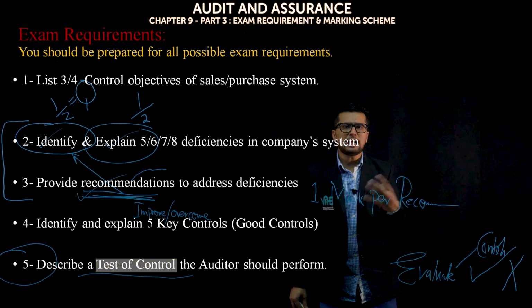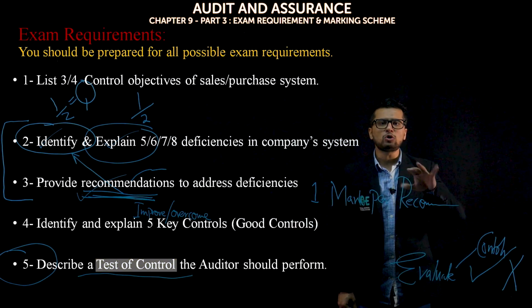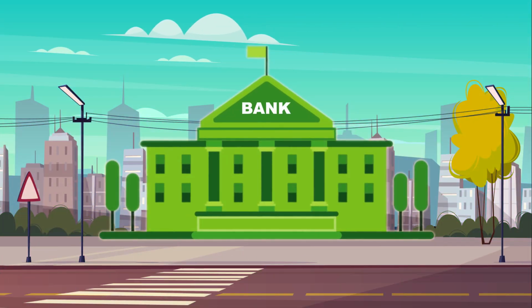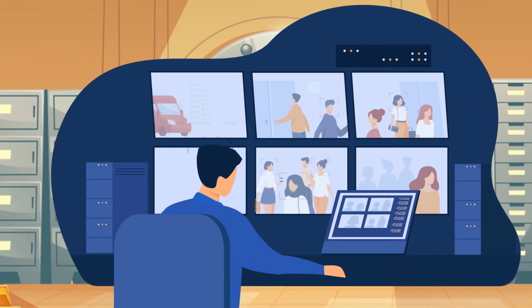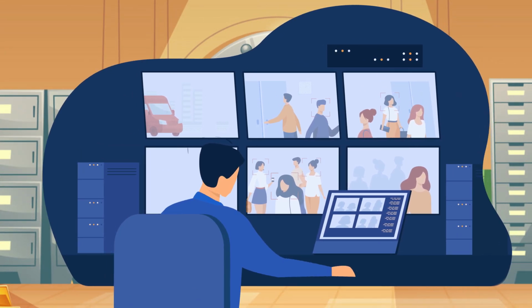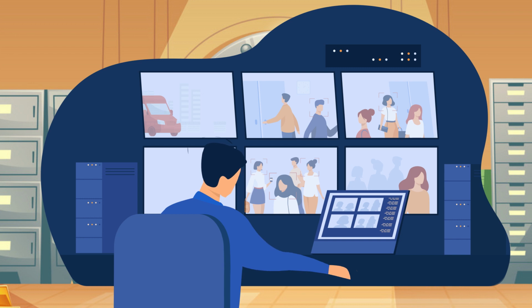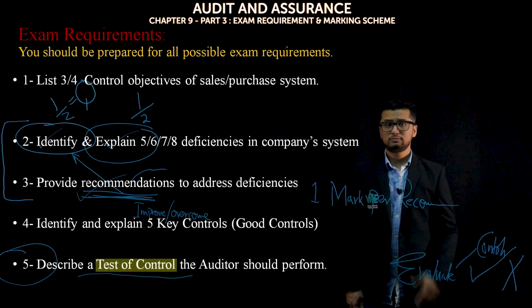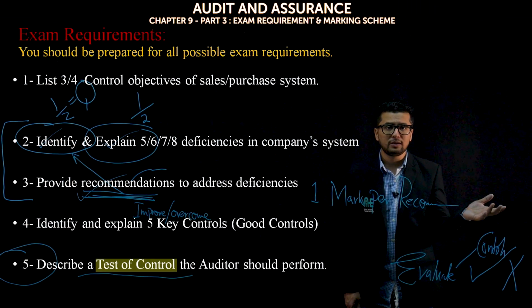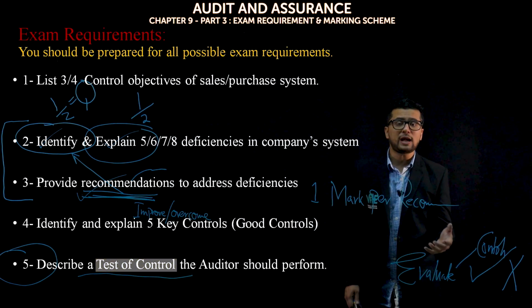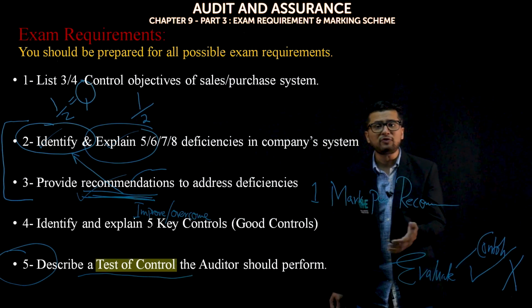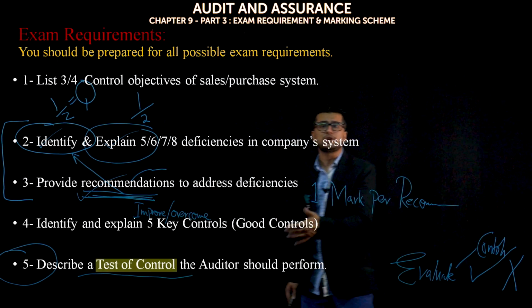Let's assume there was no security guard outside the bank. It's a deficiency. I recommended there should be a security guard along with the CCTV cameras. Okay, fine. The management has listened to me. Hopefully they will apply that. Now I need to test it, whether they have applied or not. Maybe I would like to visit the bank. I would like to visit that particular branch and I would like to observe whether there is a security guard outside or not. So we have to come up with test of control.